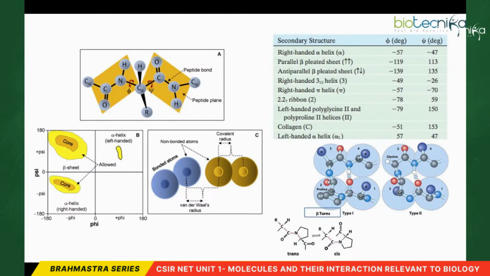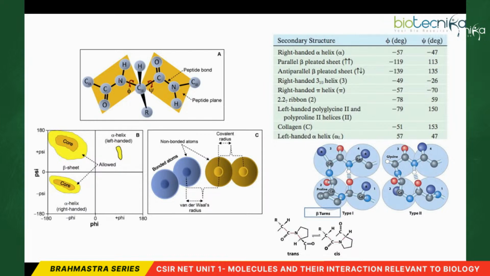Now, this cannot undergo any rotation. The peptide bond can't undergo rotation because the double bond will shift here, and it will form a semi double bond, a partial double bond. And a double bond doesn't have freedom of rotation. So for this reason, you have the phi and psi angles, which are beside the C alpha.